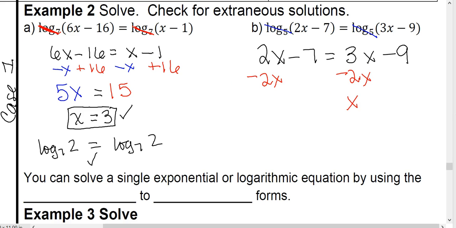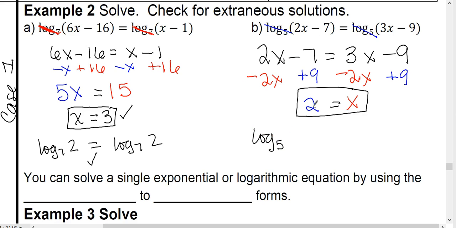So that's x there. And add 9. And we get 2. So here we get x is 2. But then we plug them back in. So here, log base 5, 2 times 2 is 4, and 4 minus 7 is negative, so negative 3.